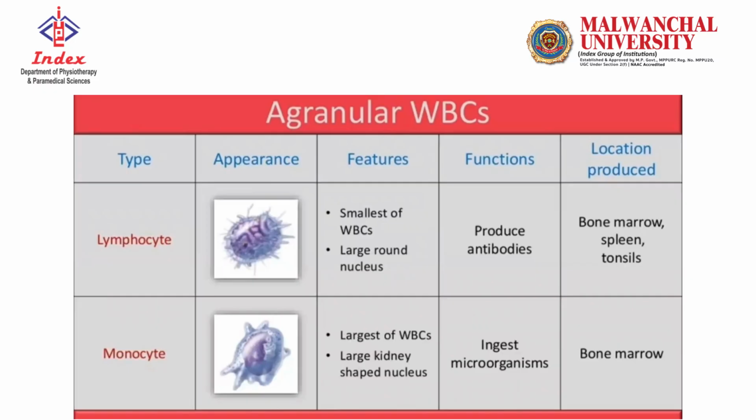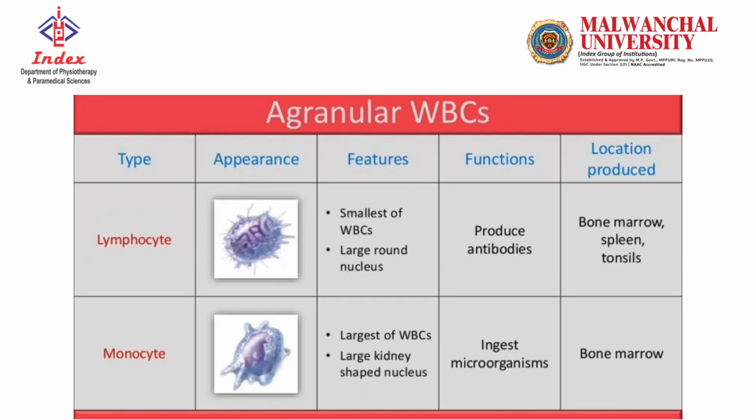Now we'll discuss agranular WBCs, first lymphocytes. Features: the smallest of the WBC, with a large round nucleus. Functions: produce antibodies. Location: produced in bone marrow, skin, tonsils.